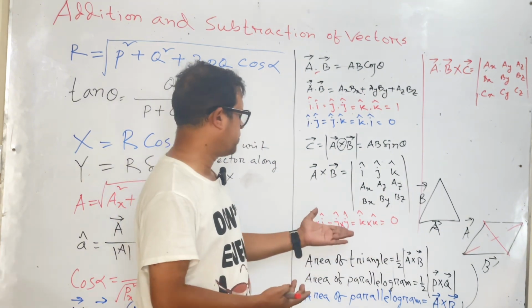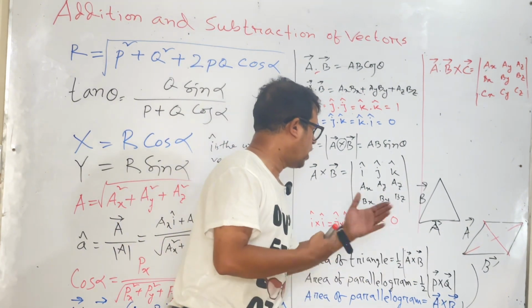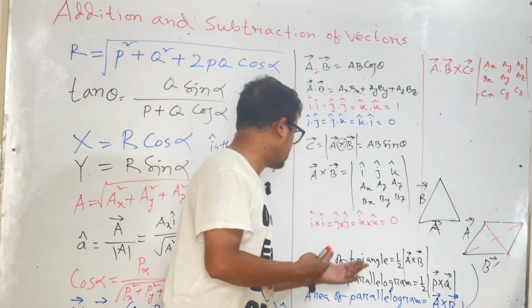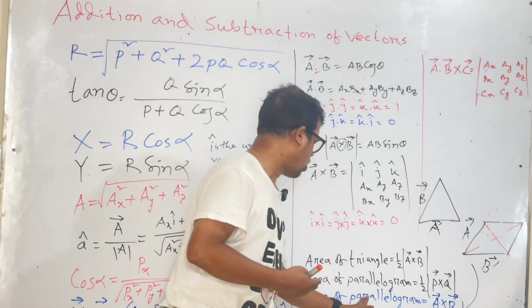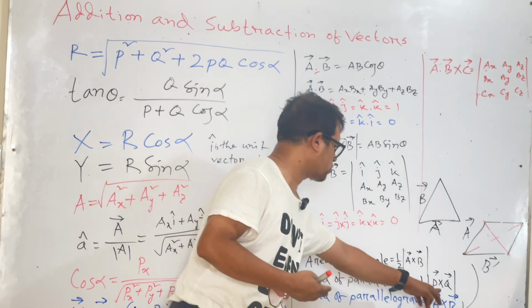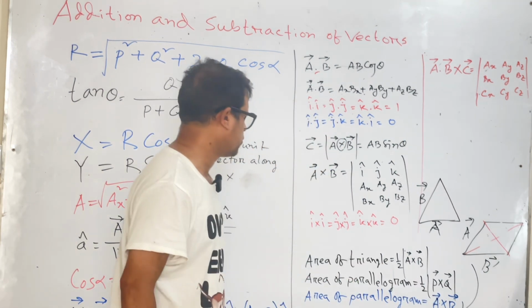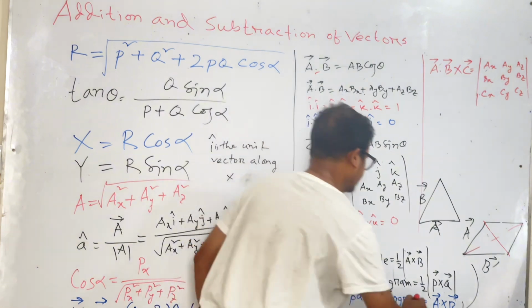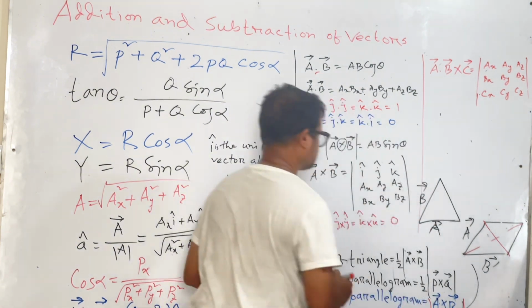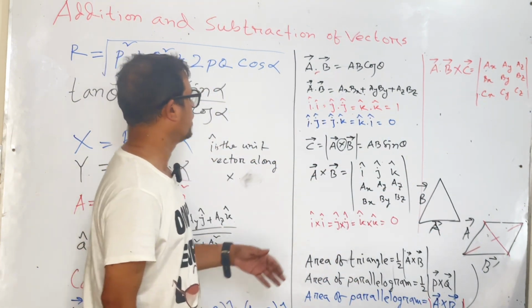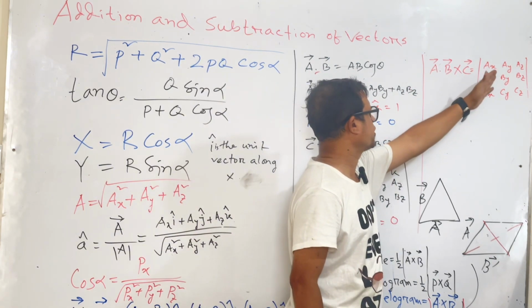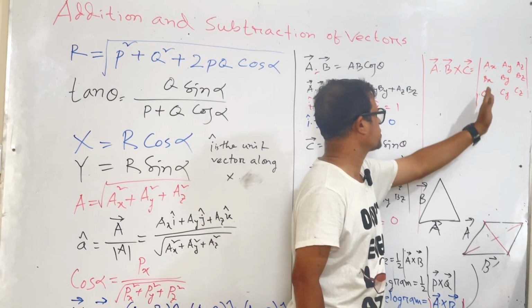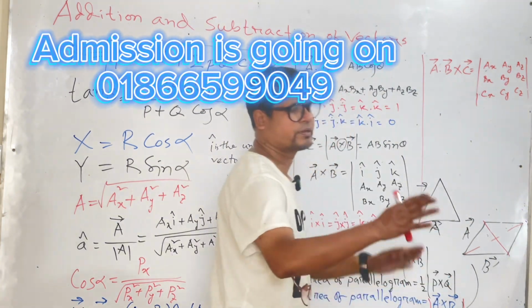Area of a triangle equals half the determinant sign of a vector cross b vector. Area of a parallelogram equals half p vector cross q vector. Area of a parallelogram equals a vector cross b vector. And you have to take the magnitude actually. We need the magnitude. And finally, a vector dot b vector cross c vector equals the determinant of ax, ay, az; bx, by, bz; cx, cy, cz. Just remember this.